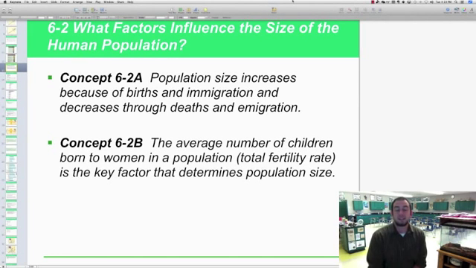Hey scholars, welcome back to chapter 6.2, what factors influence the size of human populations. So we're going to look at the factors that have negative and positive effects on either growth or decrease of a population.